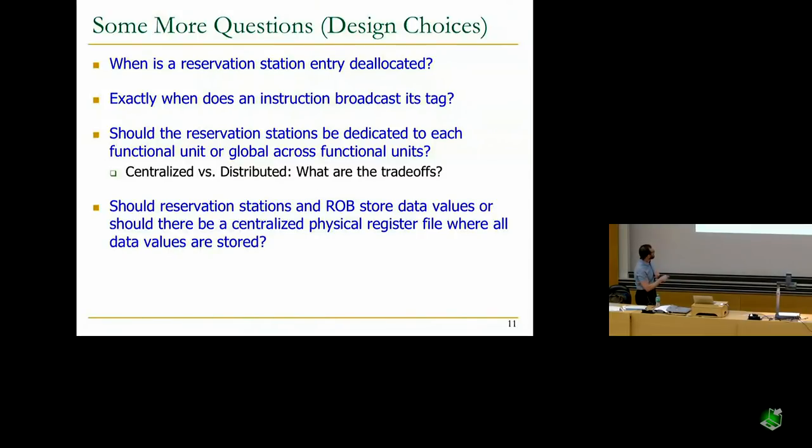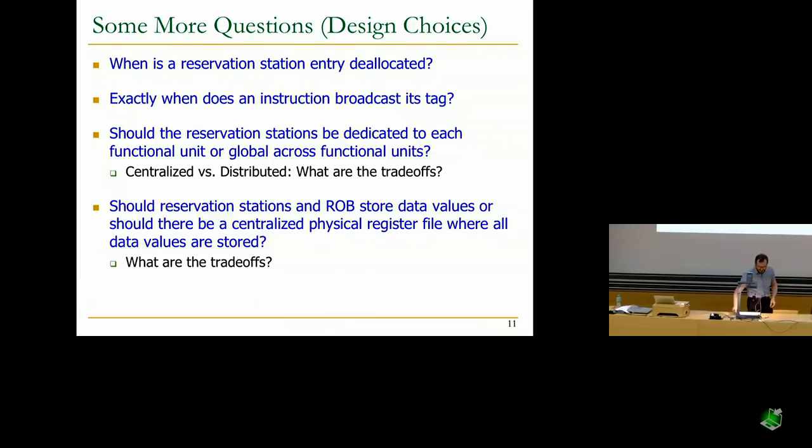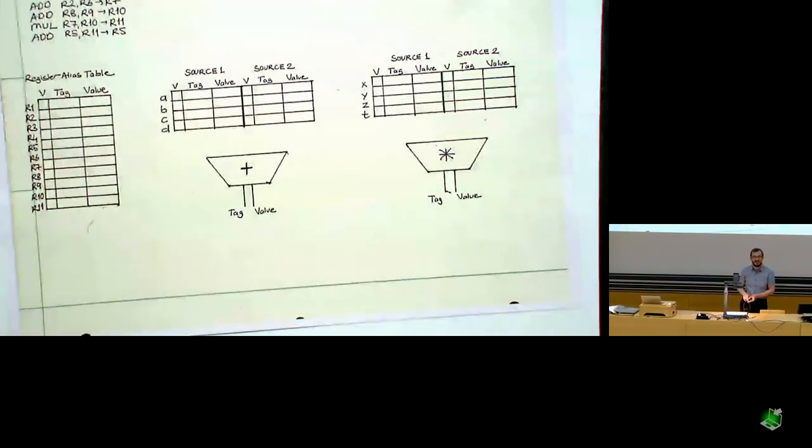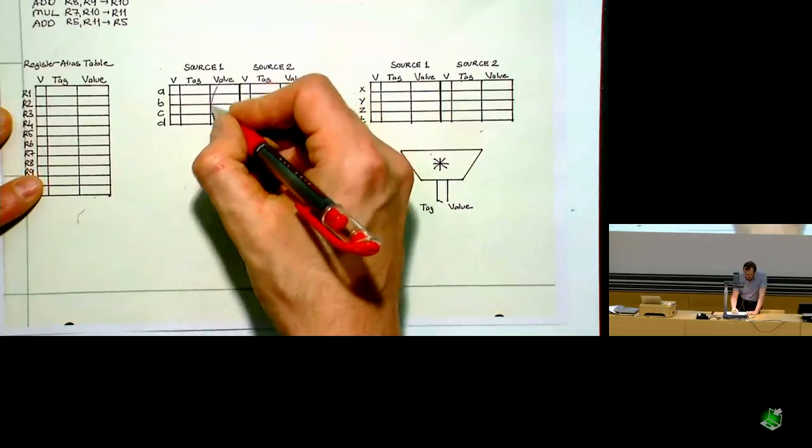Another one over here. Should the reservation stations and reorder buffer store data values? Ignore the reorder buffer for now. We didn't talk about it within this context. But should the reservation stations store data values, or should there be a centralized physical register file where all data values are stored? What are the trade-offs? So we've assumed that you actually store the data values over here. That's actually not how things are built in existing machines, because that's very, very expensive, especially if you have, let's say, 100 reservation stations.